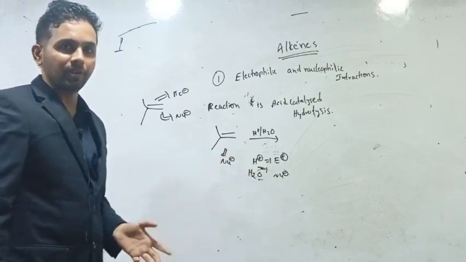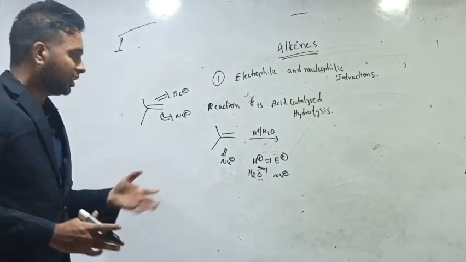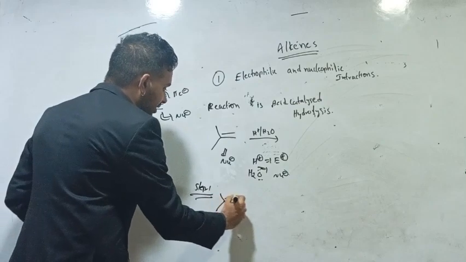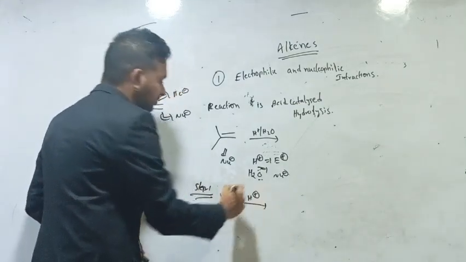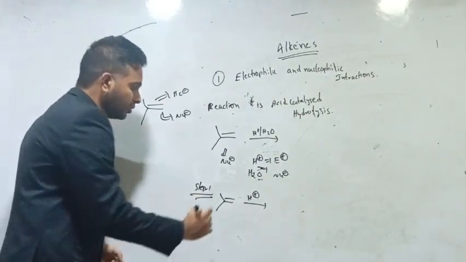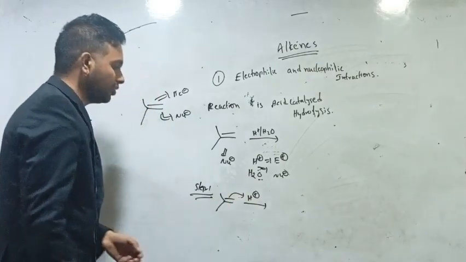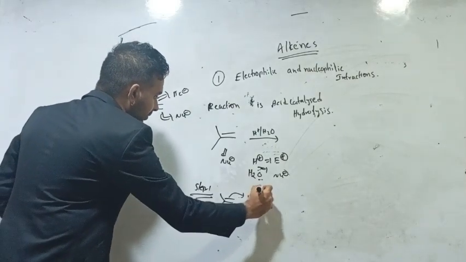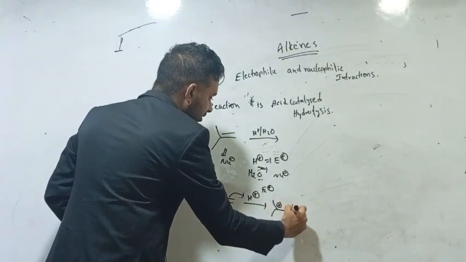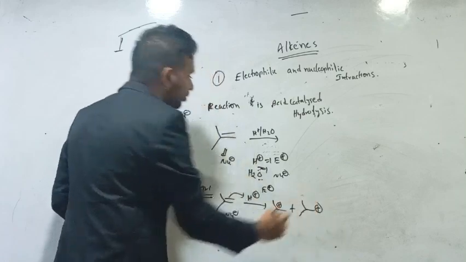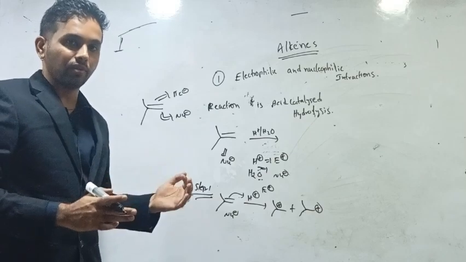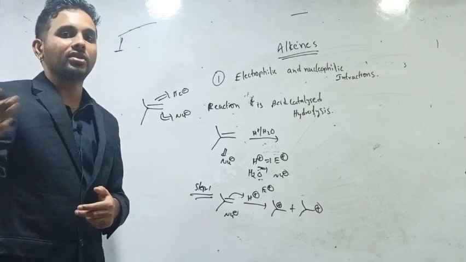H plus is an electrophile. Step 1 of this reaction is the interaction between our alkene and H plus ion. As we know, electrons transfer from high electron density to low electron density, that means nucleophile to electrophile. As a result, in this case we get a carbocation as an intermediate. Once the carbocation is our intermediate, we have to consider the stability of the carbocation to proceed to the second step.